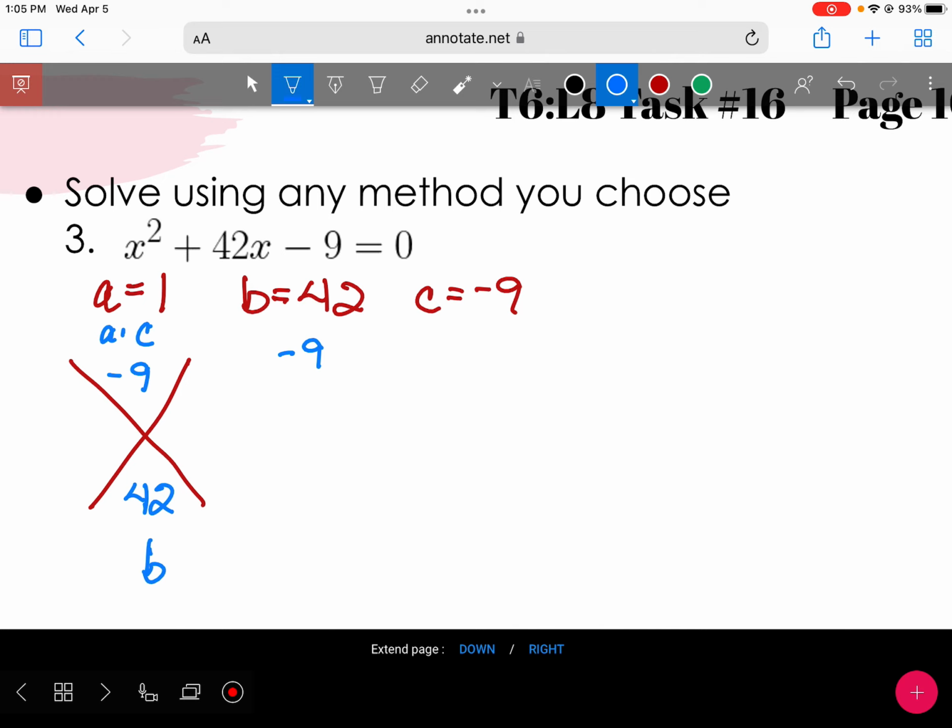It's not looking good, is it? Because we have 1 and 9. We have 3 and 3. Nothing of those, whether they're positive or negative, is going to add up to 42. So now what?